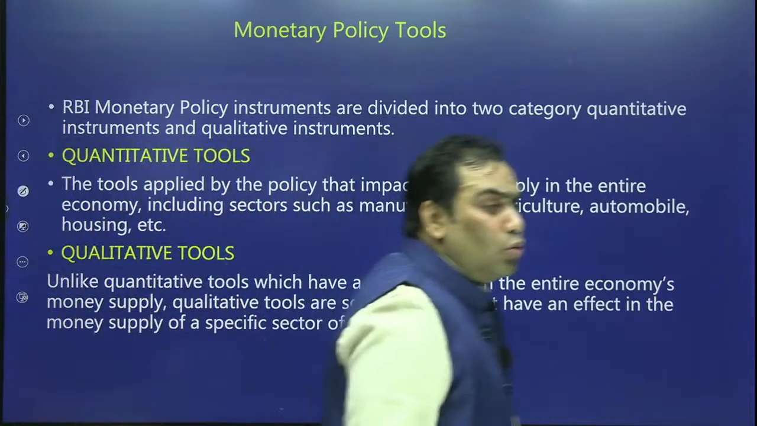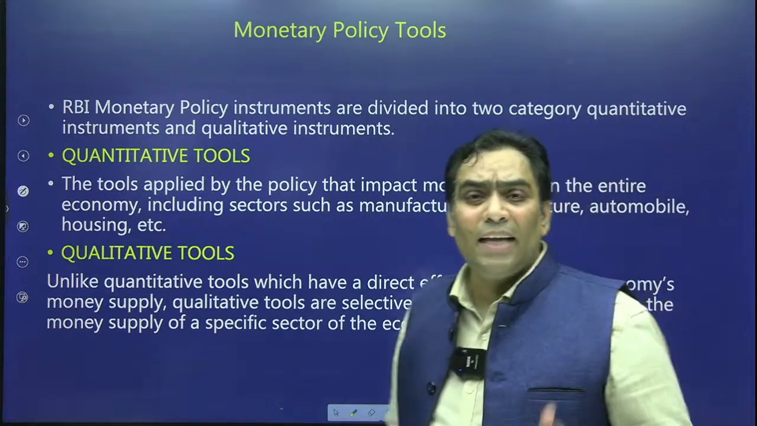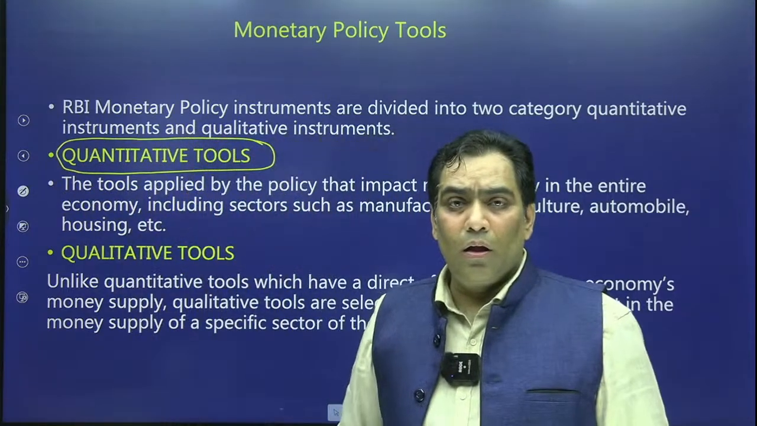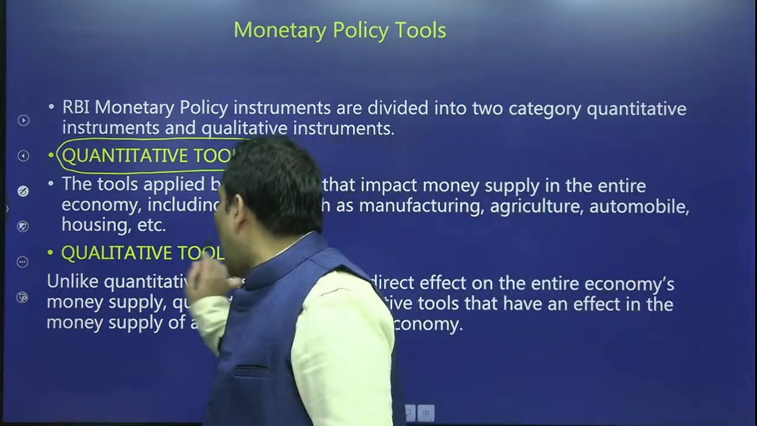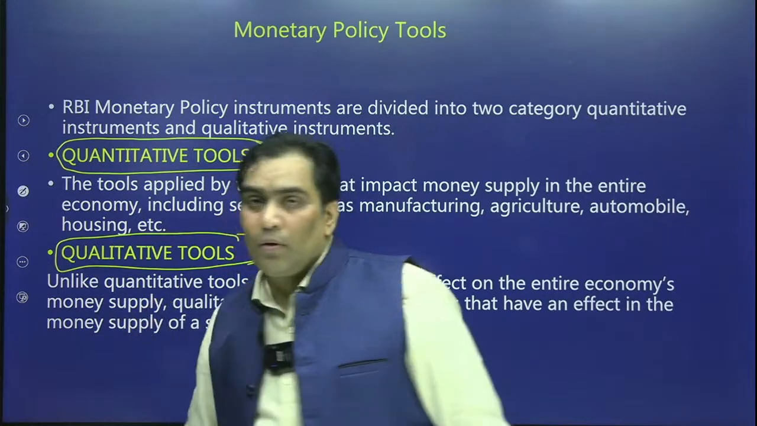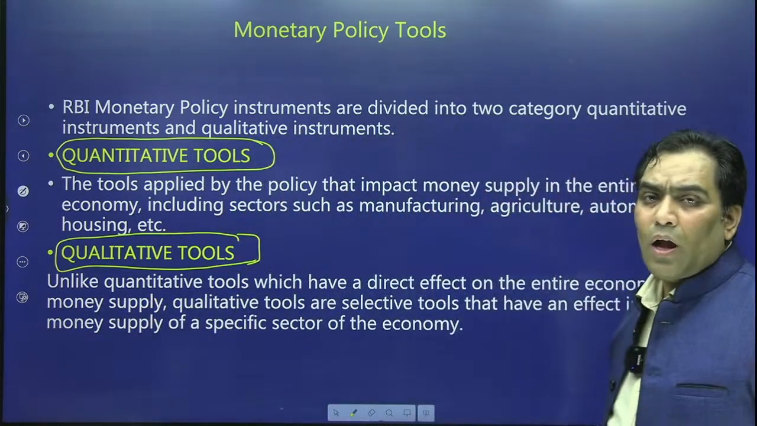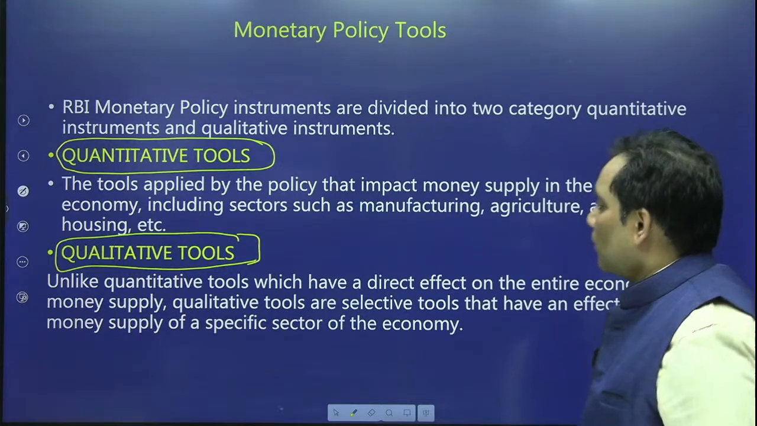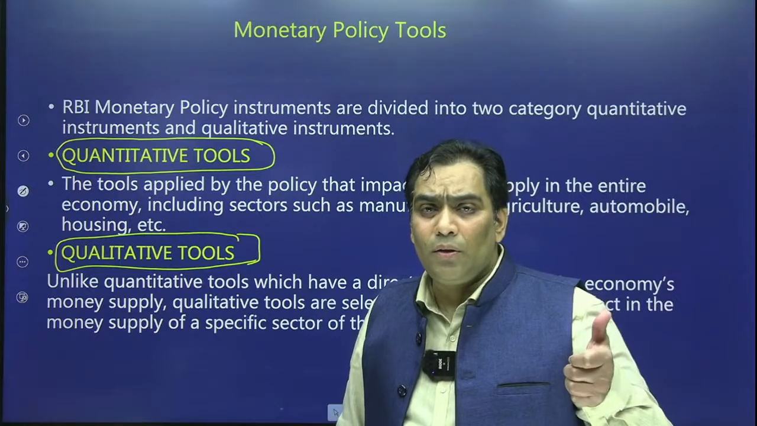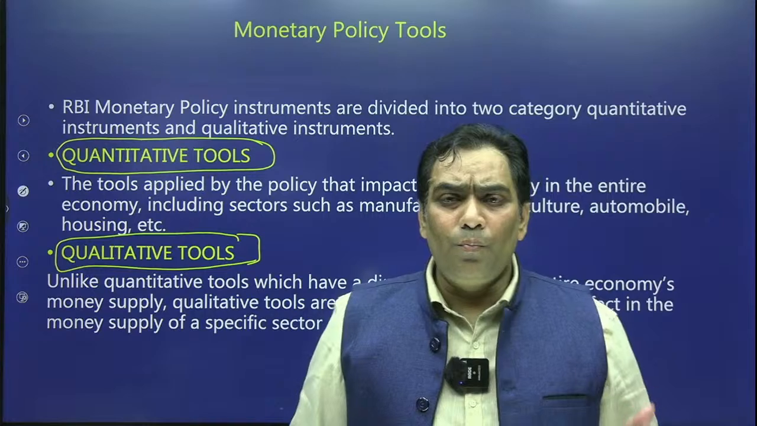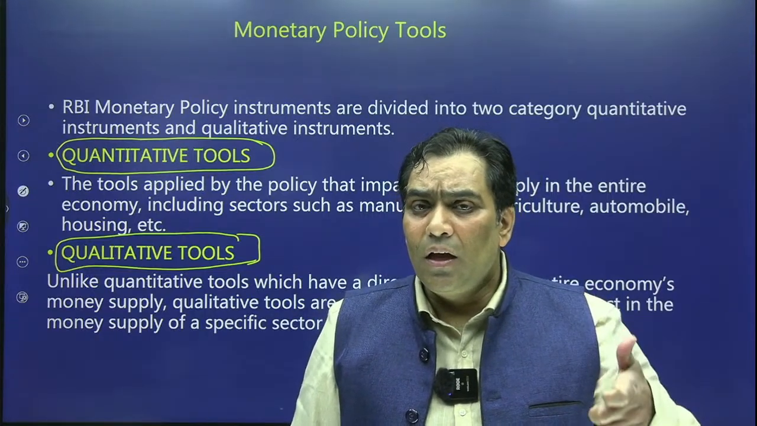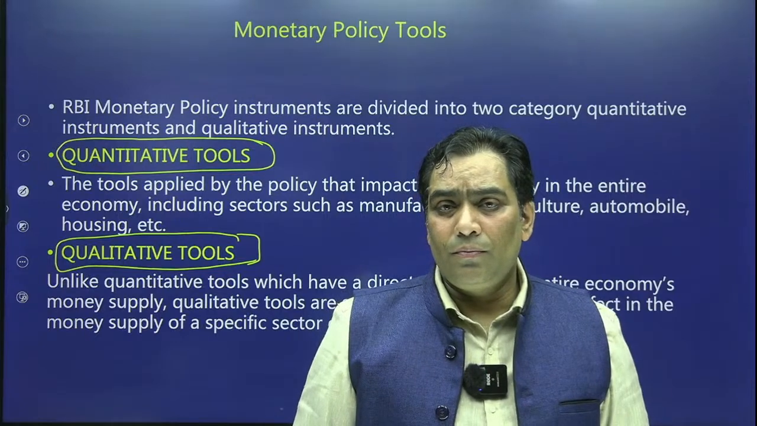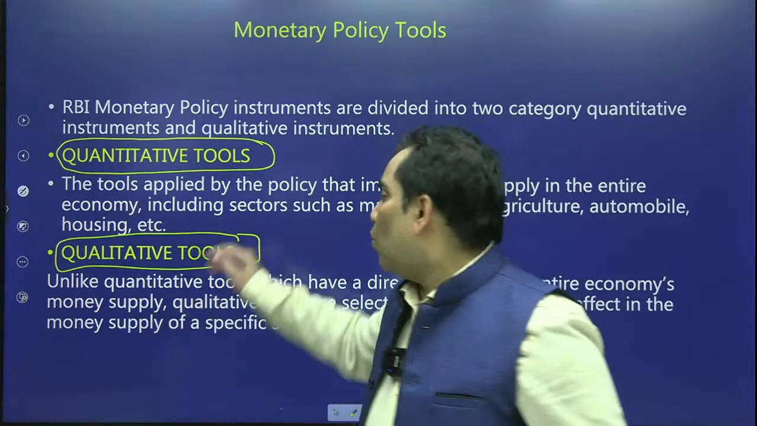So the tools of RBI can be categorized under two categories. One is known as quantitative tools, the other is known as qualitative tools. Quantitative tools are those tools with the RBI through which the RBI wants to increase or decrease the overall money supply in the economy. That type of tools are known as quantitative tools.